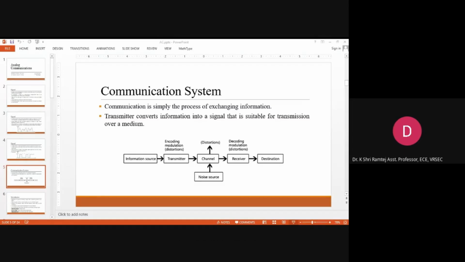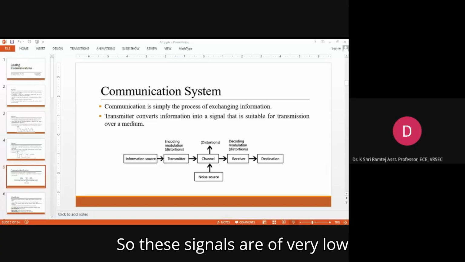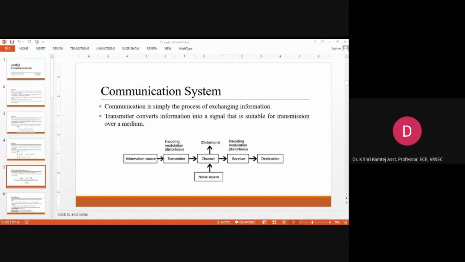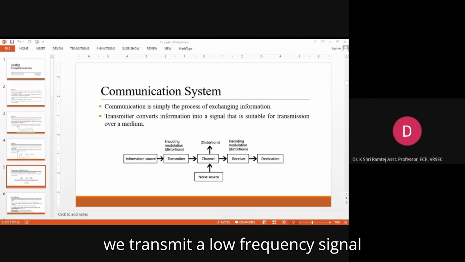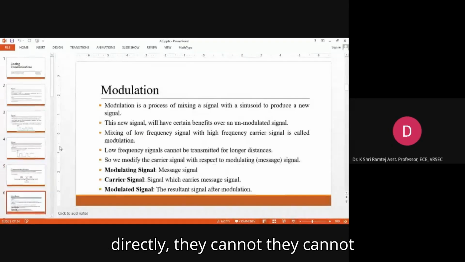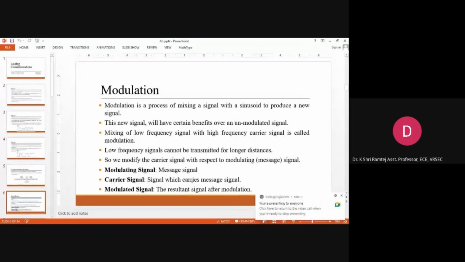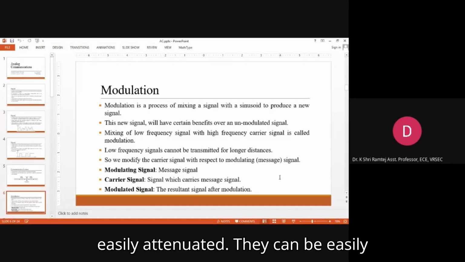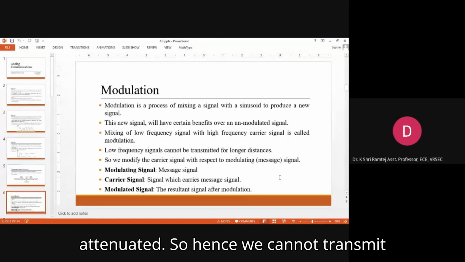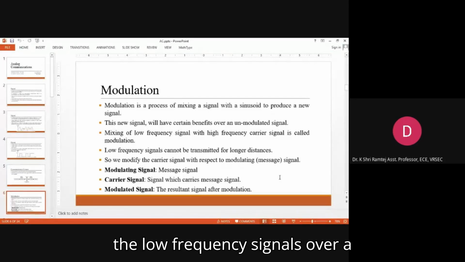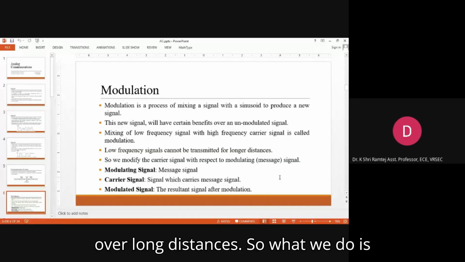If we consider a voice signal, its range is around 300 Hertz to 3.3 kilohertz. So these signals are of very low frequencies. Whenever we transmit a low frequency signal directly, it cannot be transmitted for longer distances because these low frequency signals can be easily attenuated. Hence, we cannot transmit the low frequency signals over long distances.